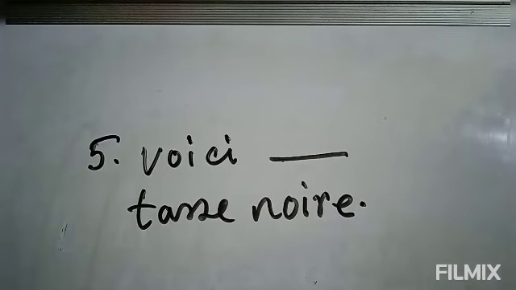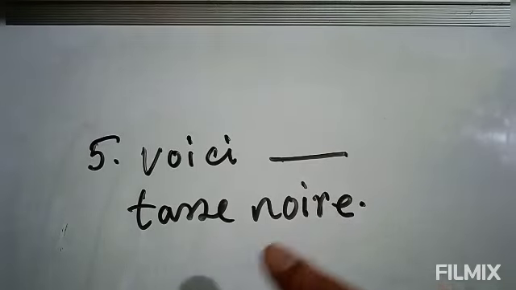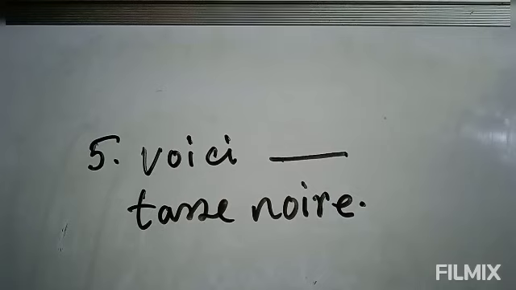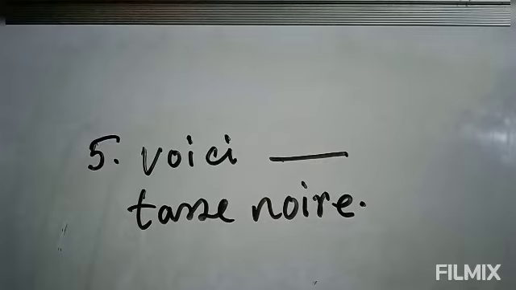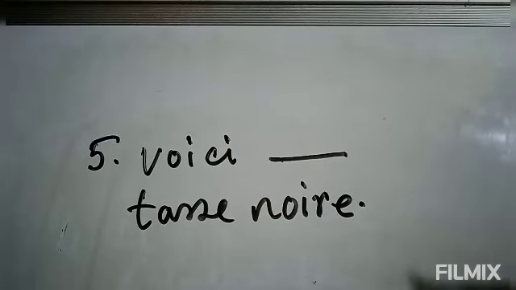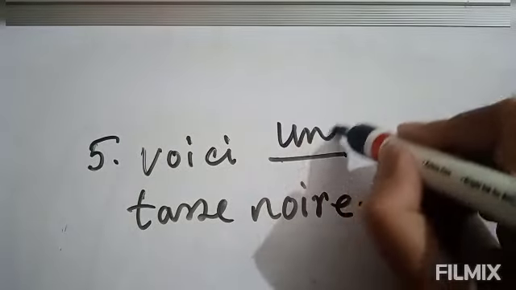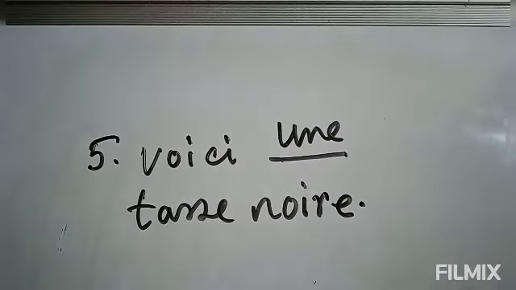Another example: voici dash tasse noire. Voici means here. Tasse is a cup, and noire means black color. Tasse is a female and singular item, so you have to put une here. Voici une tasse noire.